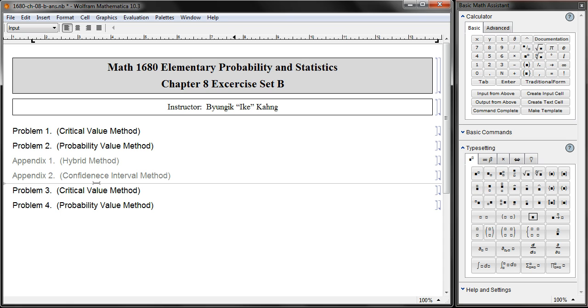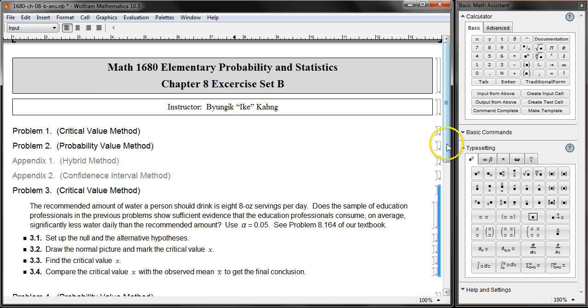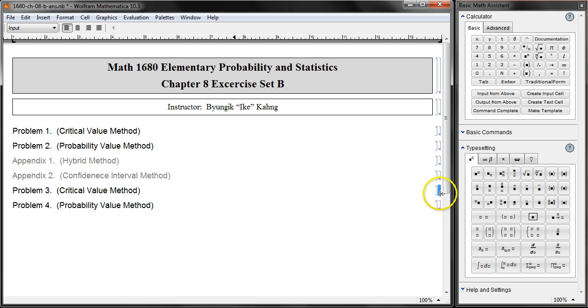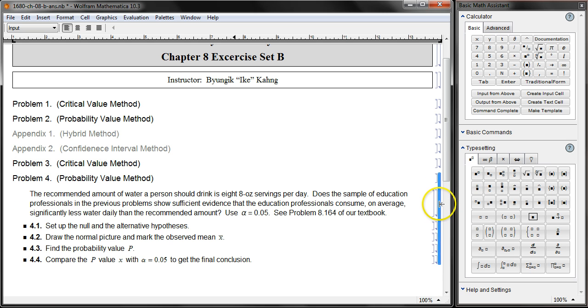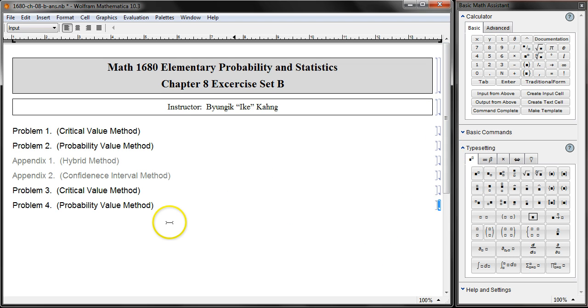Now problems 3 and 4, I'll just leave them to students. You can do exactly the same as problem number 1 for different numbers, then you get problem 3. Do exactly the same as problem number 2, use the probability value method for this setting, you get problem 4. These two problems are left to the students.